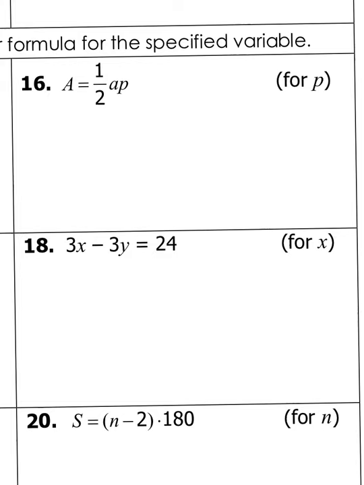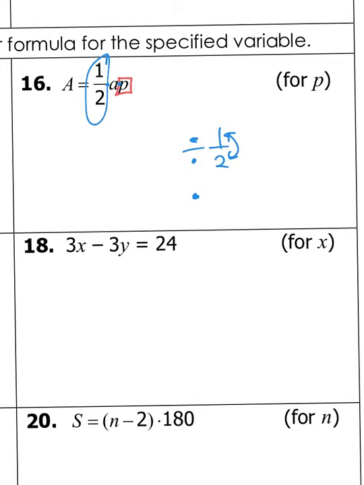Okay, for number 16, I'm trying to solve for p. I'm trying to get the p by itself. And again, what's happening is there's multiplication going on in between each of these terms. So I'm going to try and do the opposite of multiplication, which is division. Now, when we're dividing by a fraction, dividing by 1/2 is just like multiplying by the reciprocal. It'd be 2 over 1, or just 2.